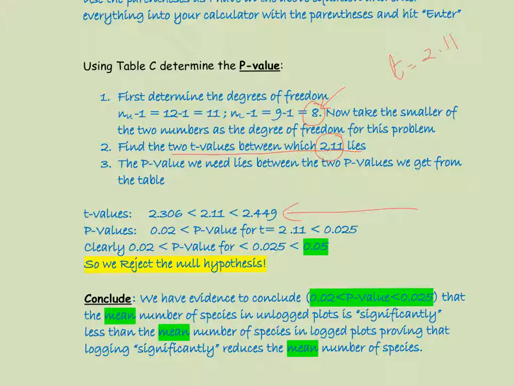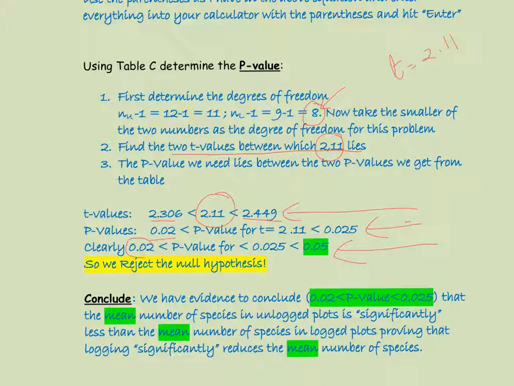So according to the table, 2.11 lies between 2.306 and 2.449. Once we know the two t values, we go to the bottom of the table to find the corresponding p-values. The p-values for 2.306 and 2.449 are 0.2 and 0.25. So our p-value lies between 0.02 and 0.05 because our t value lies between 2.306 and 2.449.